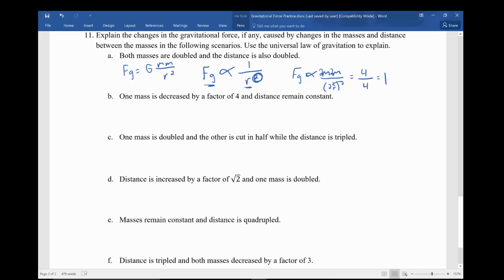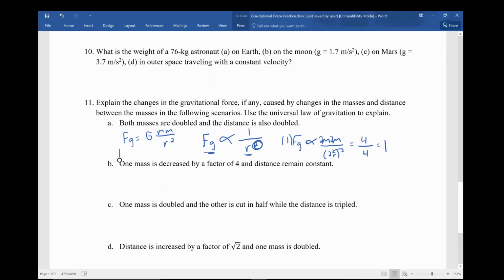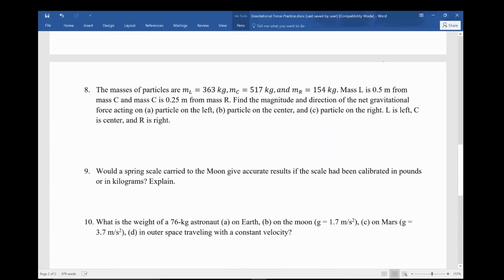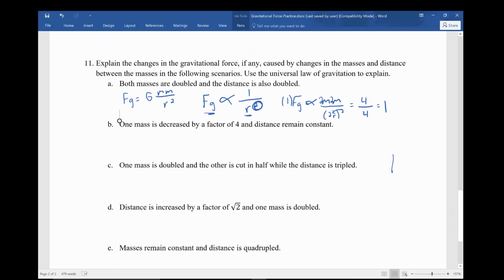So what is the total change in Fg? It gets multiplied by a factor of 1. That means that Fg does not change. Sorry, let me go back. Fg remains constant.